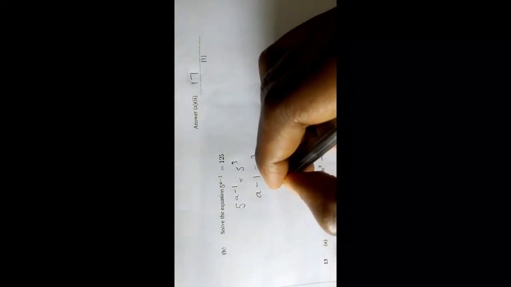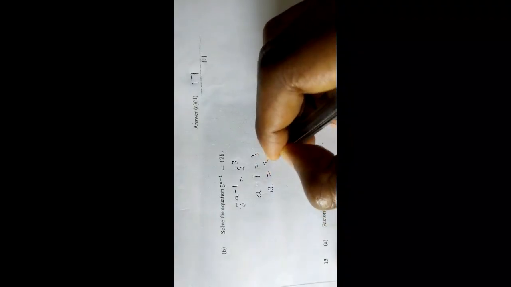Then when our bases are equal, it means our powers are equal. So we are going to have our equation being a minus 1 is equal to 3. And if you add 1 both sides, it's going to be a is equal to 3 plus 1. And we are going to have our a being equal to 4. So it means a is equal to 4.